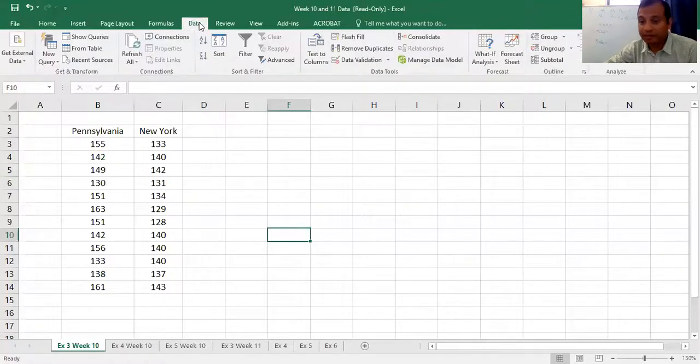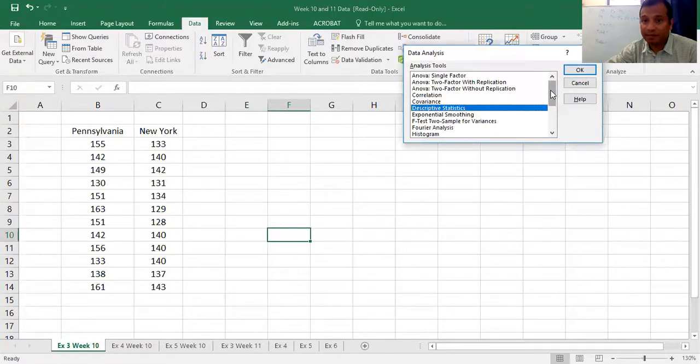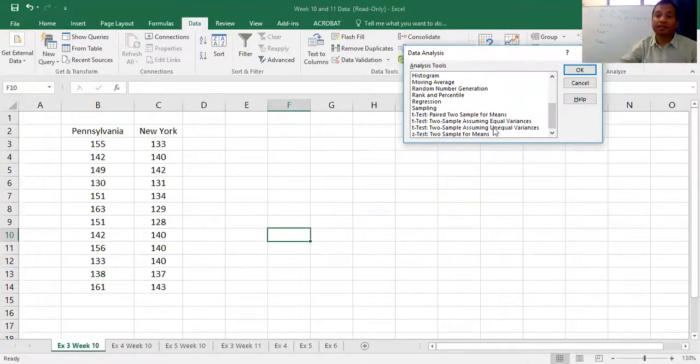Go to Data Analysis, and then you have t-test. Clearly this is the case of t-test, two different samples from two different cities. Out of the three different options for the t-test, which one is appropriate here? Is it the paired two sample for means? Is it a paired one? No, two different cities. So clearly the first one is not the option.